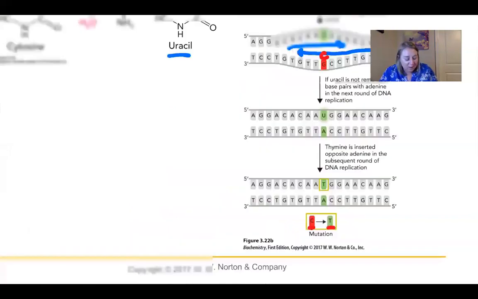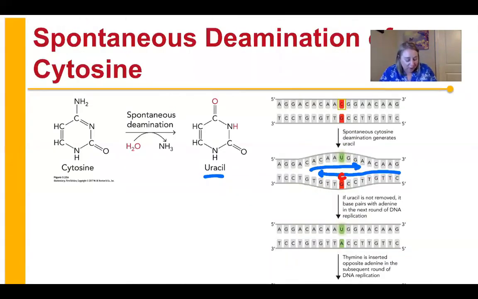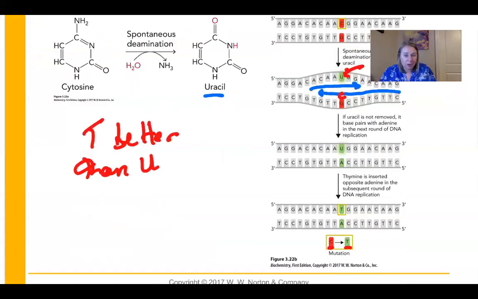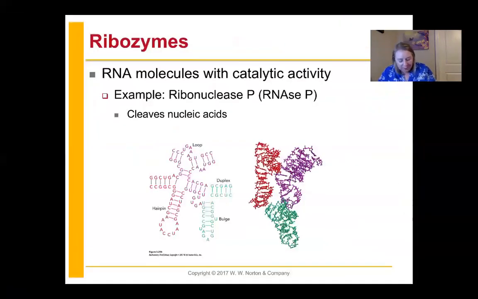So what the cell does is it looks for uracil inside of the genome. And if it sees uracil inside of the genome, it's going to remove it. So if we use thymine instead of uracil in DNA, it's a safety mechanism so that we don't have all that deamination leading to mutation. So this is why thymine is better. Thymine is better than uracil. No mutations. Yay, no mutations.